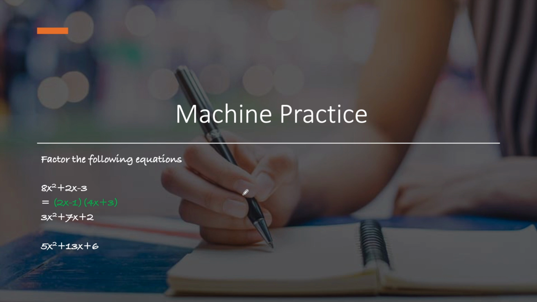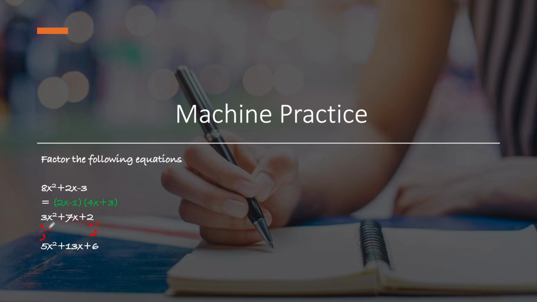Next question. 3x squared plus 7x plus 2. This is in standard form, so we can go straight into machine. First thing we want to do is find factors of 3 and 2 because that's our A and our C. 3 only has two factors, 1 and 3. 2 only has one factor pair, 1 and 2. Cross multiplying, we have 3 and 1.